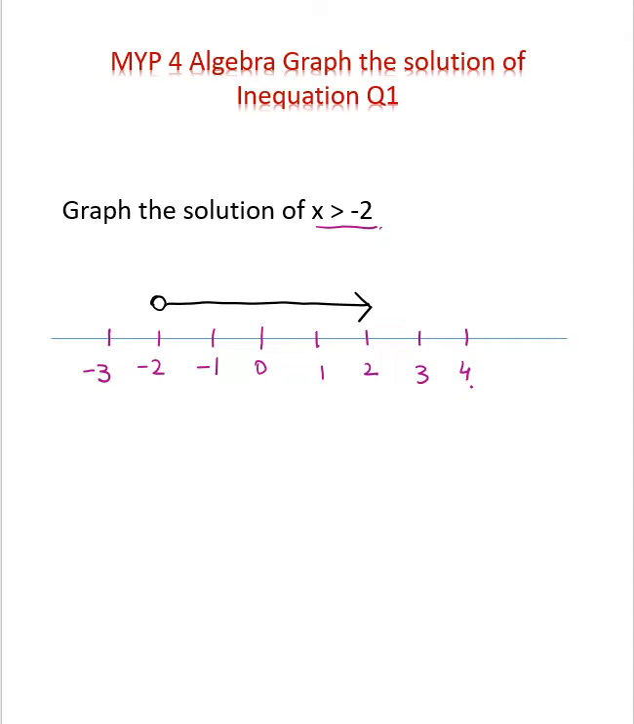If it was x is greater than or equal to minus 2, it would have been included. We would have put a filled circle, not a hollow circle, right? So this is how we write or graph the solution of an inequation on a number line.